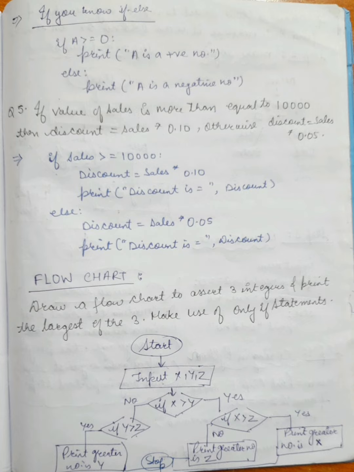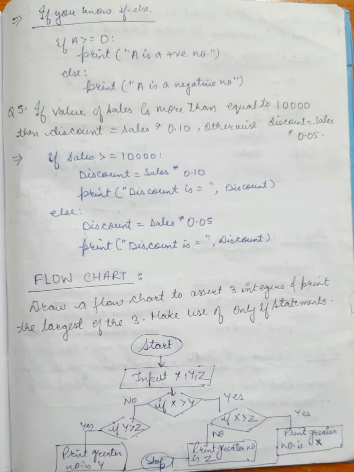So let's make the code. Write a program using if-else statements. First, if sales is greater than or equal to 10,000, discount is equal to sales into 0.10. Print discount is discount. Else, discount is equal to sales into 0.05. Print discount is equal to discount. So you can write this program in Python.